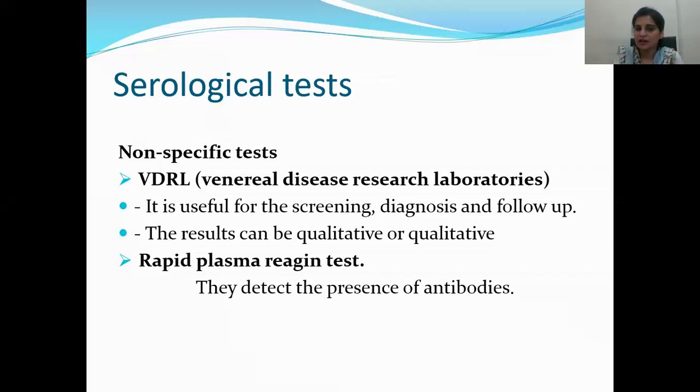Then the rapid plasma reagin test, and in this test you will detect the presence of the antibodies. Reagin antibodies are actually the mixture of IgM and IgG antibodies, and they should not be mixed with the IgE antibodies which are present in allergy. So what are reagin antibodies? They are actually IgM and IgG antibodies, and in these tests you will find the antibodies which are present in the syphilis patient.